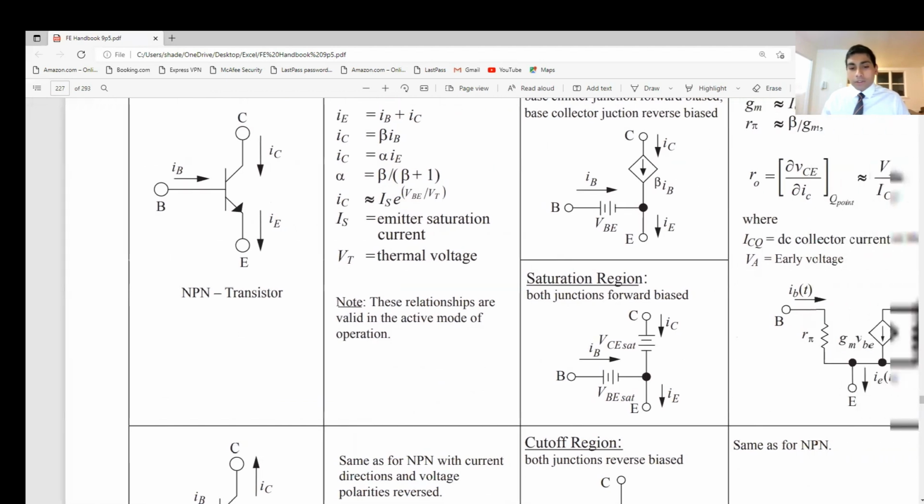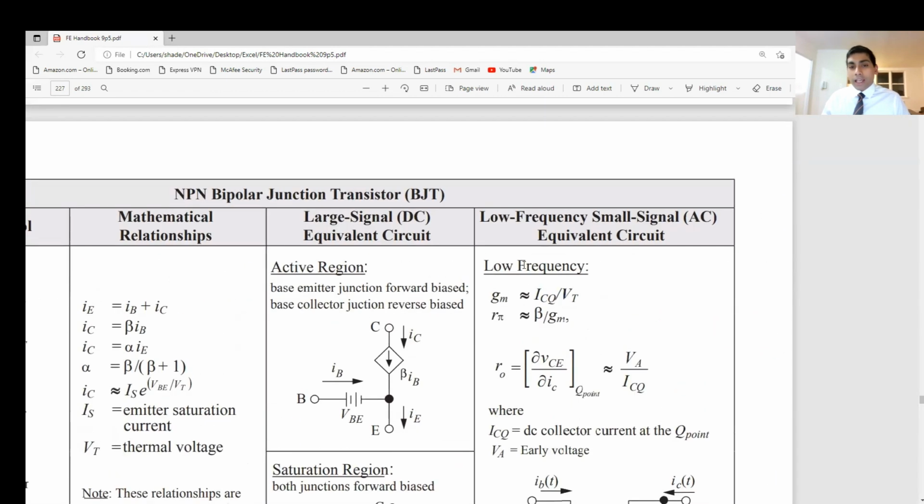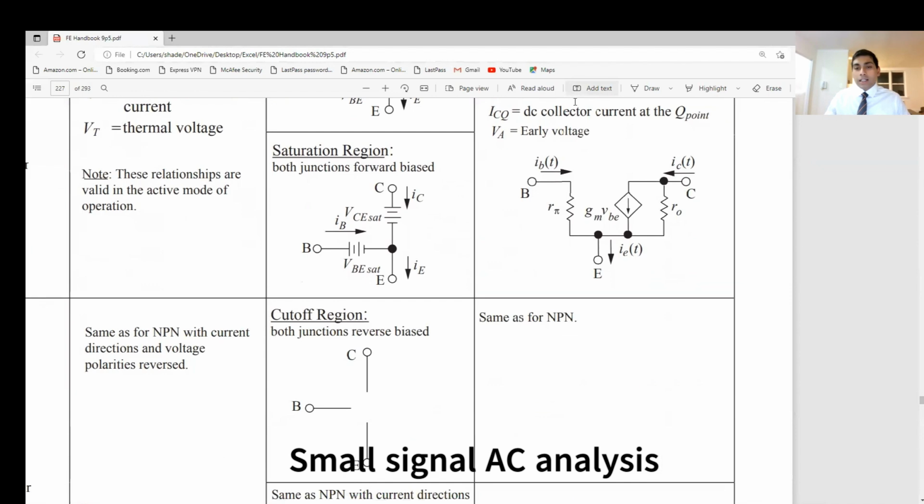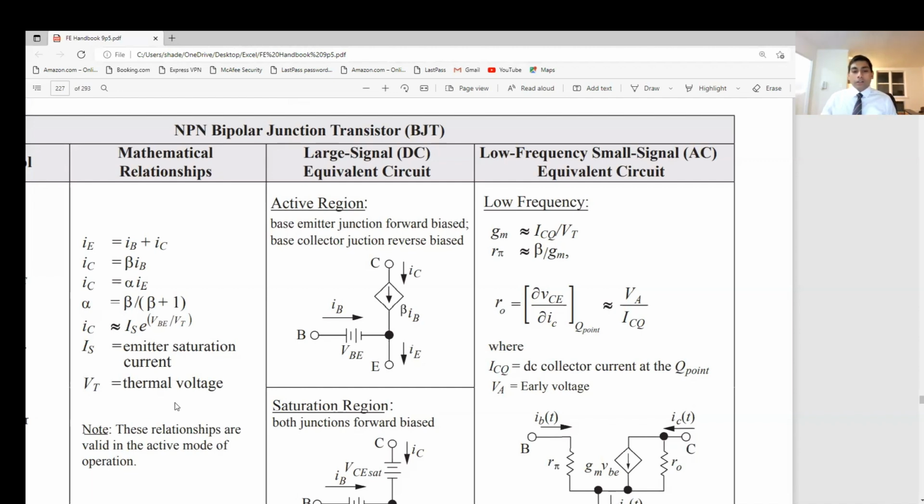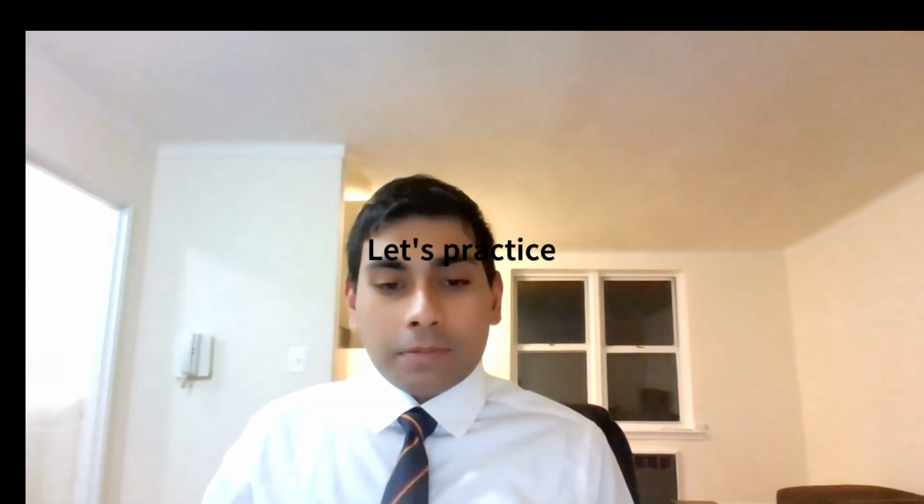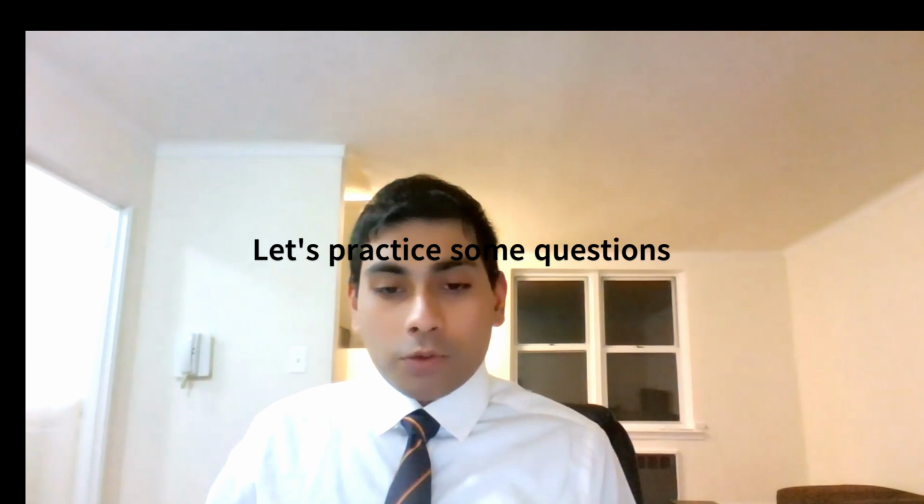However, when it comes to an AC signal, which is a small signal analysis, there's more to it. So we won't focus on the small signal analysis in today's class, which we would keep for tomorrow's class or the next class. But we'll try to do some review questions based on this one. Okay, so let me stop sharing my screen and let me build up some review questions.